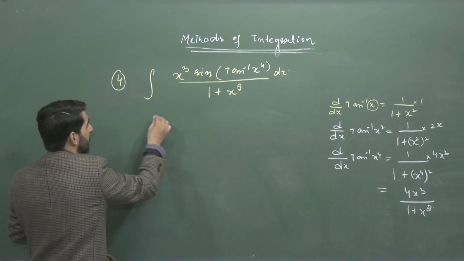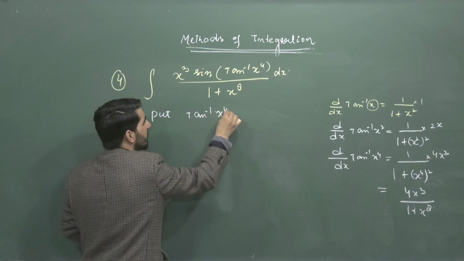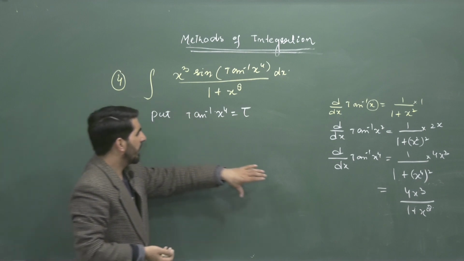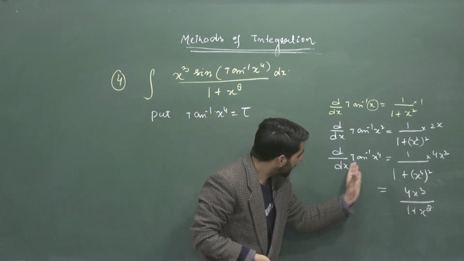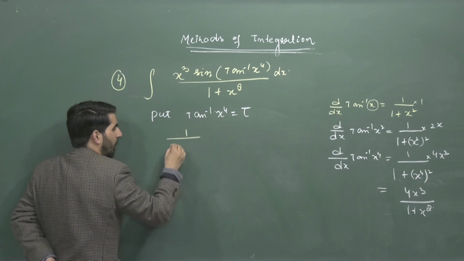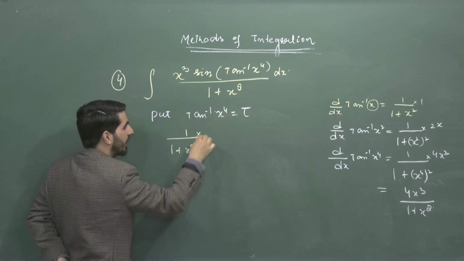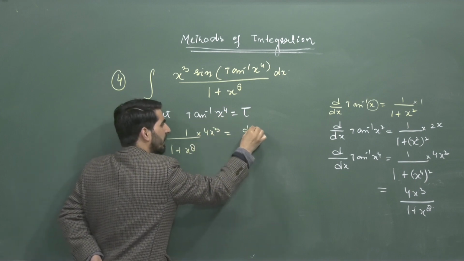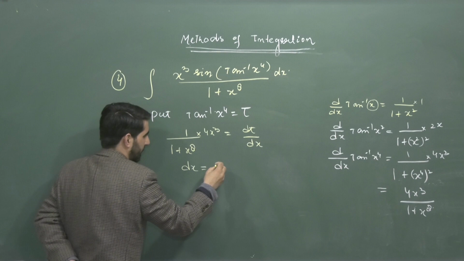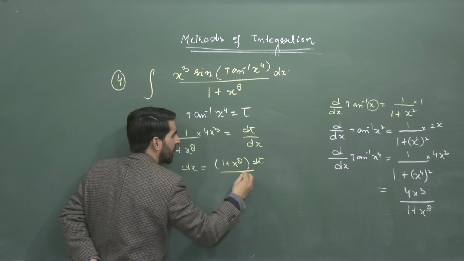Now, we will substitute here tan inverse of x raised to power 4 is equal to t. So, what will be the differentiation of this? Here we have already found the differentiation of tan inverse of x raised to power 4, that is 1 divided by 1 plus x raised to power 8 into internal differentiation of x raised to power 4, that is 4x cube, dt divided by dx. So, the value of dx will be, dx is equal to 1 plus x power 8 dt divided by 4x cube.